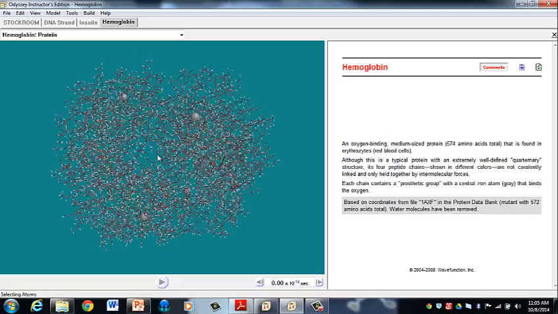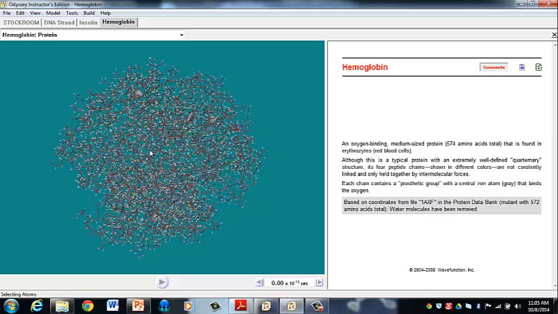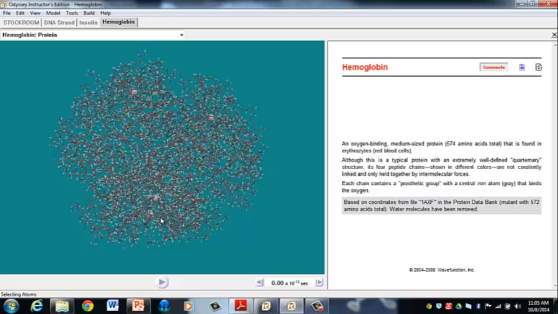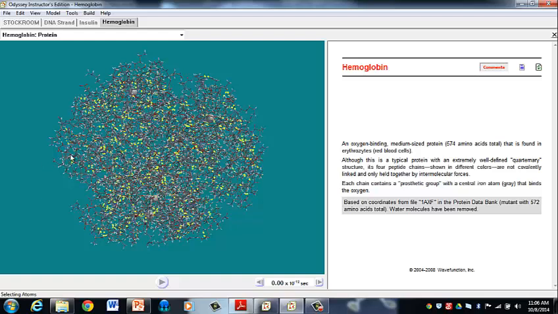Same is going to be true if I look at hemoglobin, which is a huge molecule. So there's hemoglobin. Those big spheres there are iron ions. That's the part that oxygen attaches to, to carry the oxygen around your bloodstream to all your cells. And there are lots and lots of hydrogen bonds making sure that this stays in just the right shape.